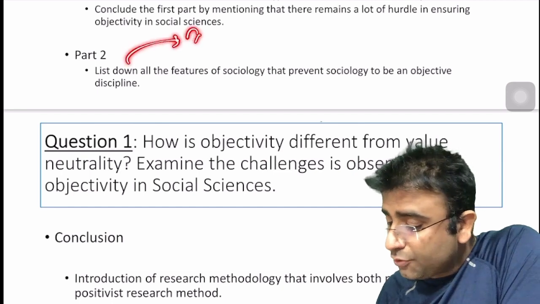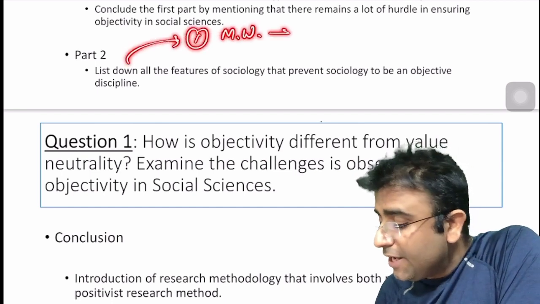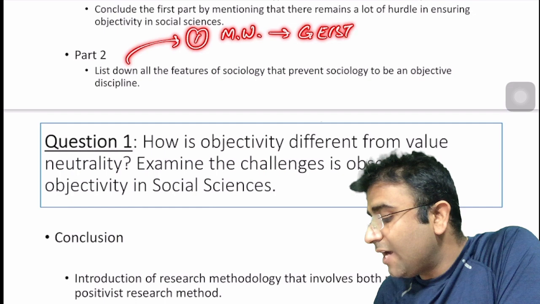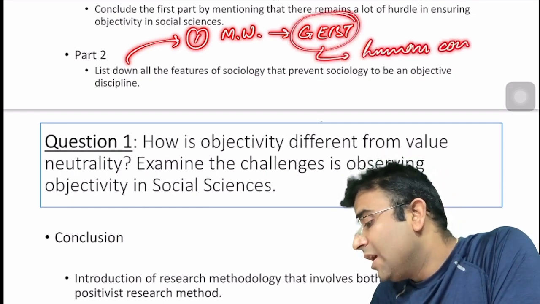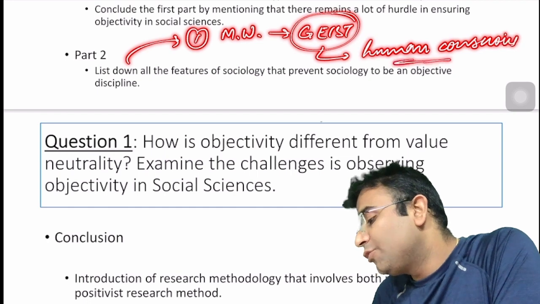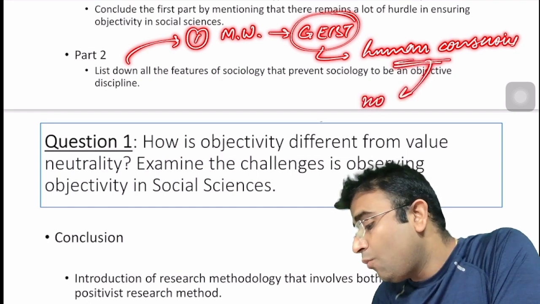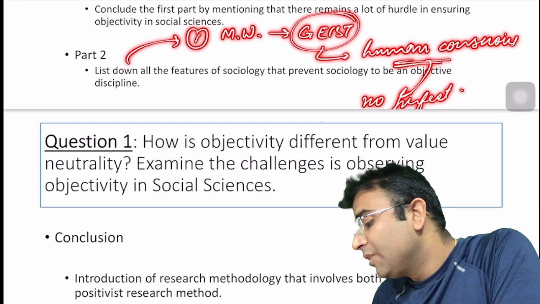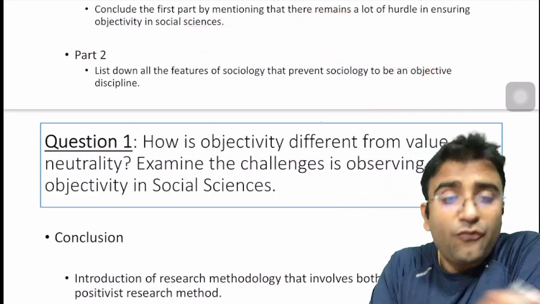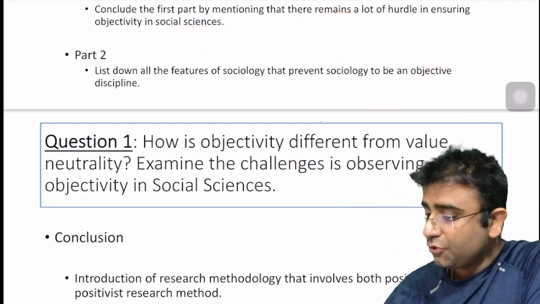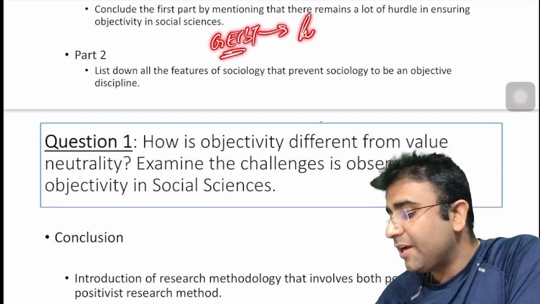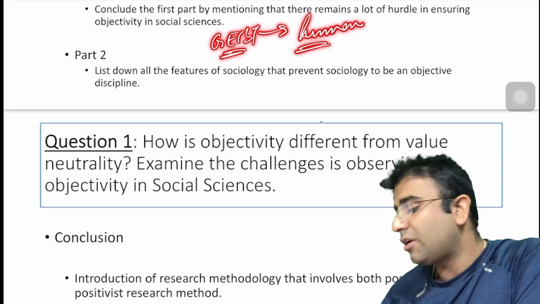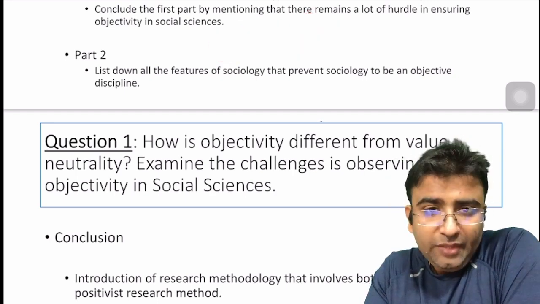The first and foremost, you can say that Max Weber says that in sociology there is something known as Geist, and Geist is nothing but human consciousness. And whenever there is anything called human consciousness, no perfect objectivity is possible. Perfect objectivity is not possible because in sociology there is the involvement of Geist, the involvement of the human element, so you cannot target objectivity completely.